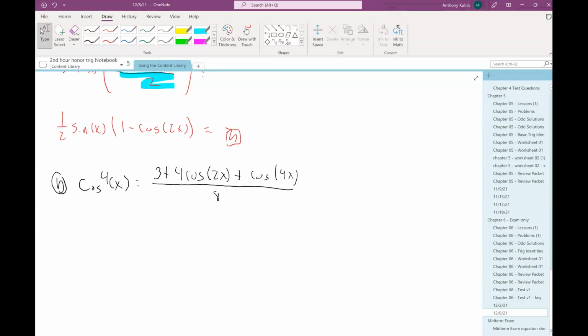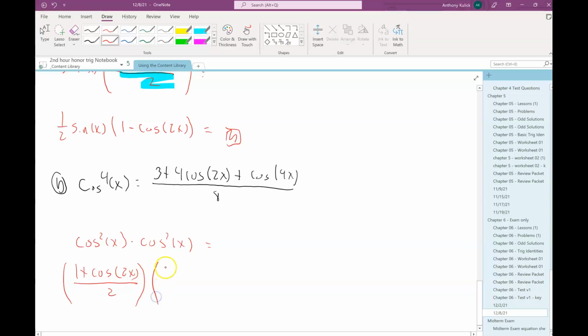Okay, so I have cosine to the 4th equals 3 plus 4 times cosine 2x plus cosine 4x all over 8. Again, I'm going to start on the simple side. And I'm going to take advantage of my power reducing identity by rewriting cosine to the 4th as cosine squared times cosine squared. Now I can use my power reducing identity for cosine.